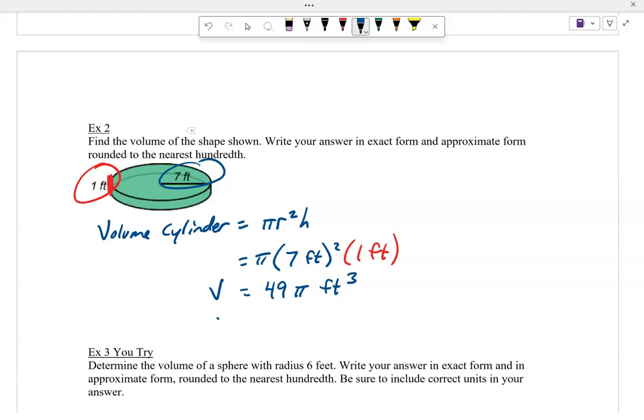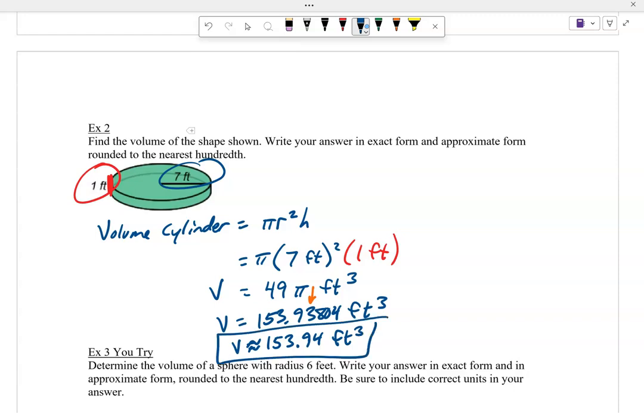And then I just use my pi button again, and you'll end up with 153.93804. Let's round it. It looks like it says round it to the nearest hundredth. That's where that 3 is, the 100th position, the second position there. So I look to the right of the 3, and it's an 8. So that'll bump that up. So I got 153.94 approximately cubic feet.